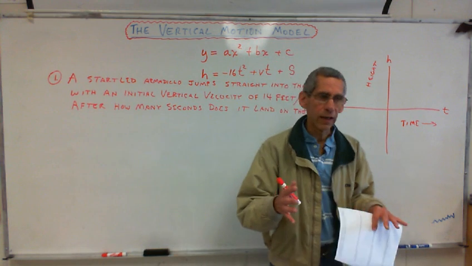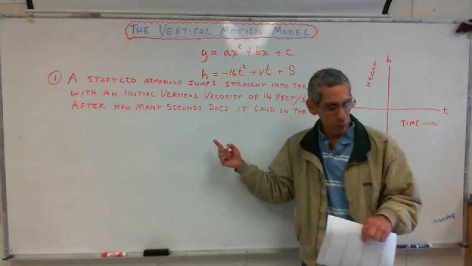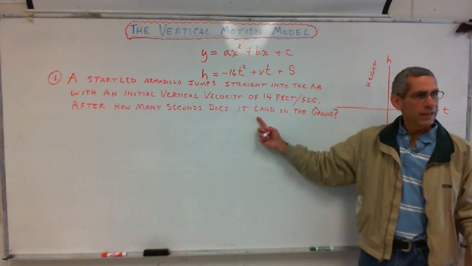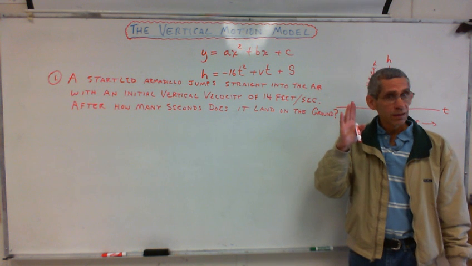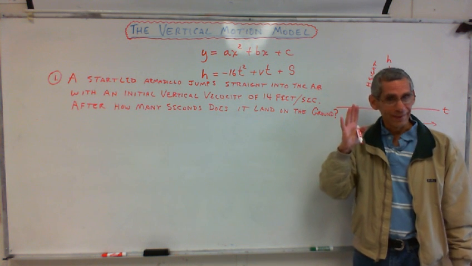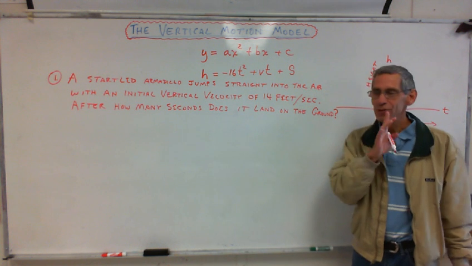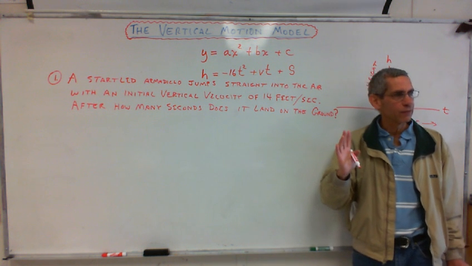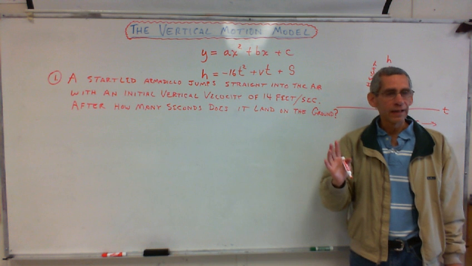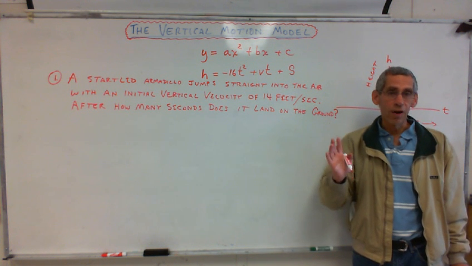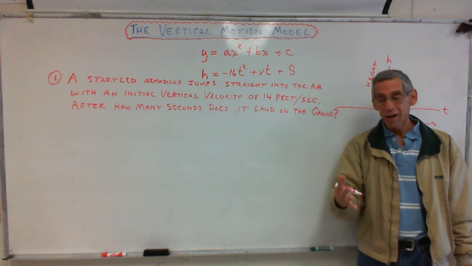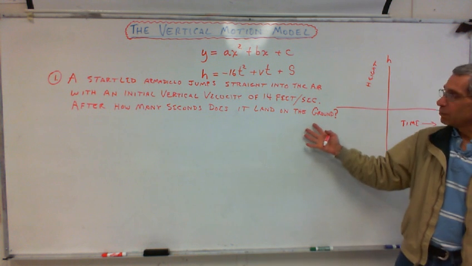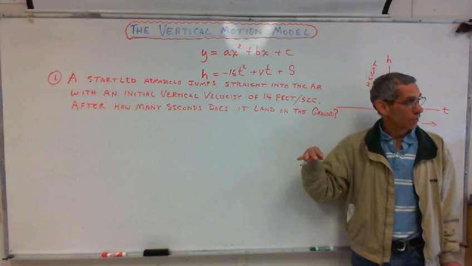Let's think about this for a second. Where does he start? On the ground. It doesn't really say that, but I think we can assume it because he's jumping straight up in the air, coming straight back down, and landing on the ground. So I think we can pretty safely say he started from the ground. So the initial starting height is zero. I would agree with that.